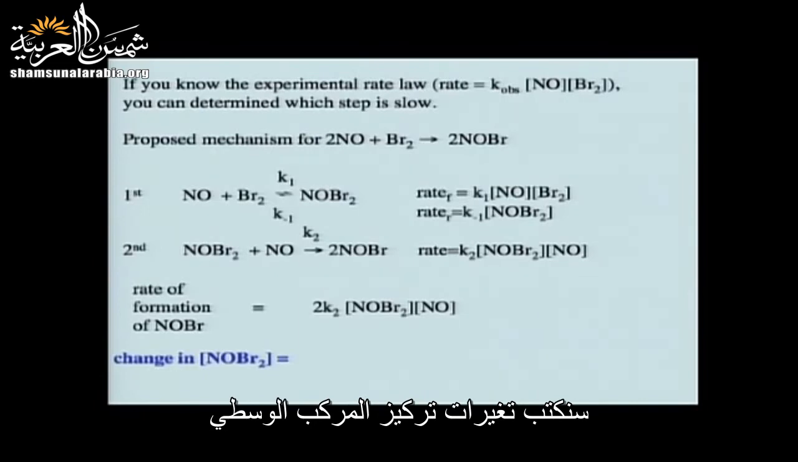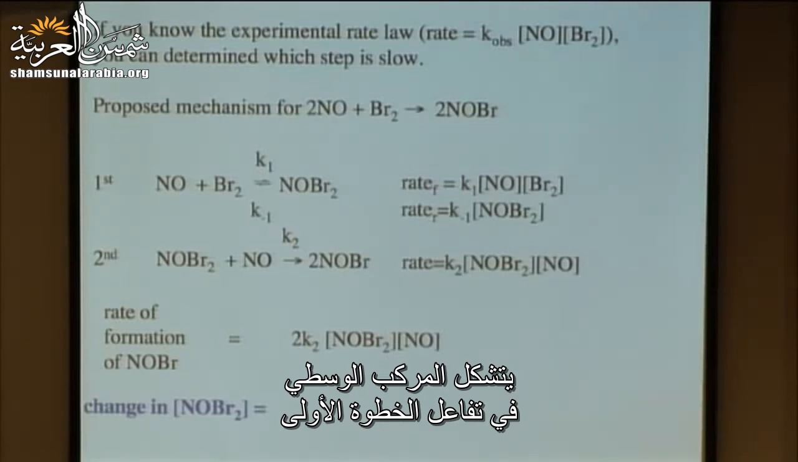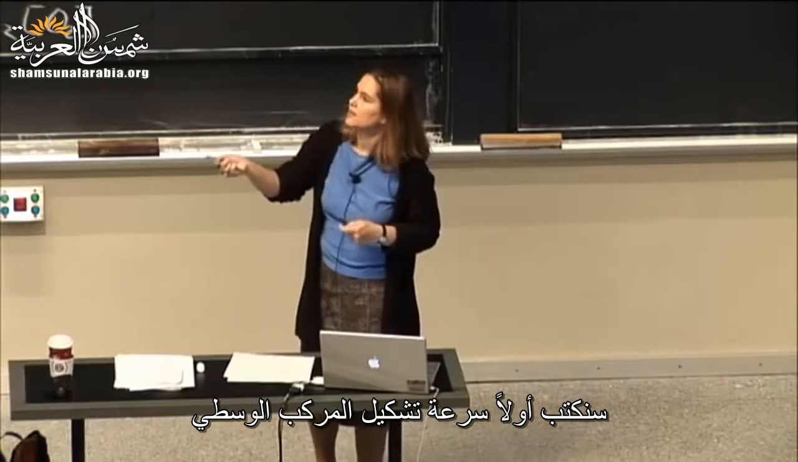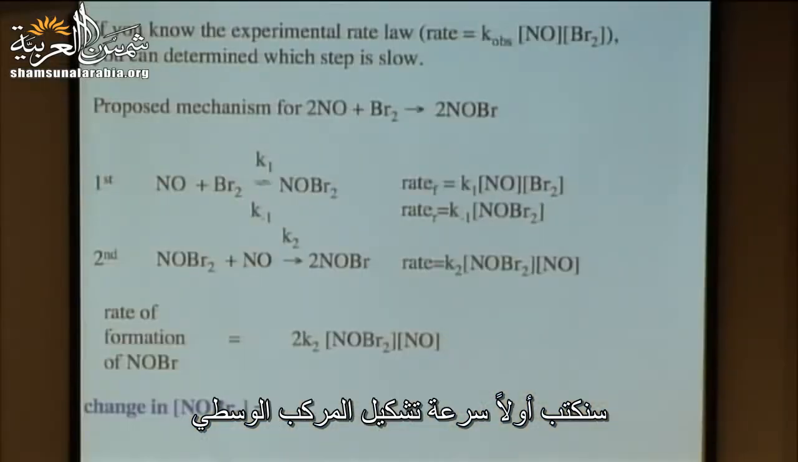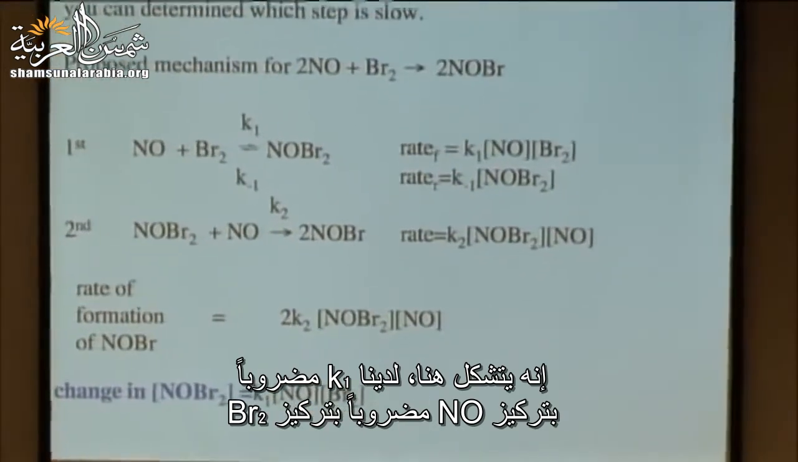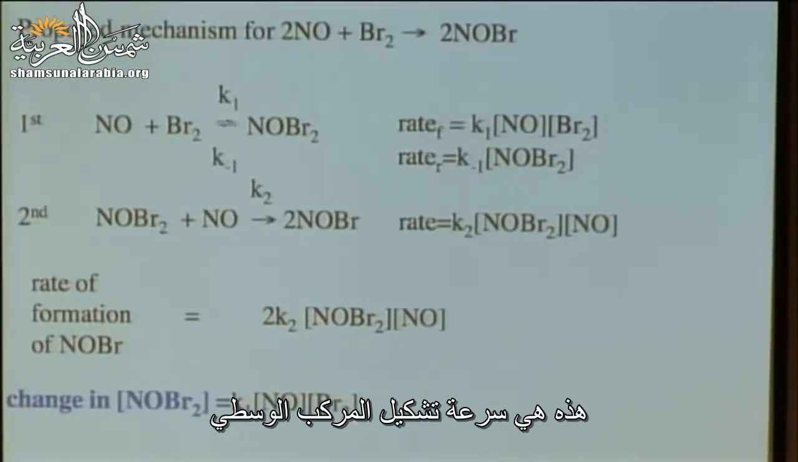So we're going to write about the change in the concentration of that intermediate. The intermediate's being formed in the first step, so we first write the rate at which it's being formed. It's being formed here. So that's K1 times NO times the concentration of Br2. So this is how it's being formed.